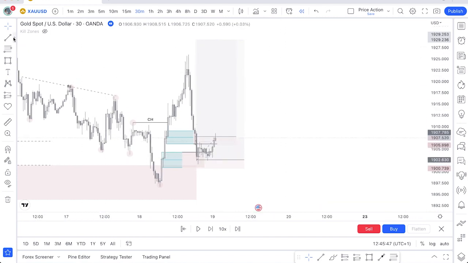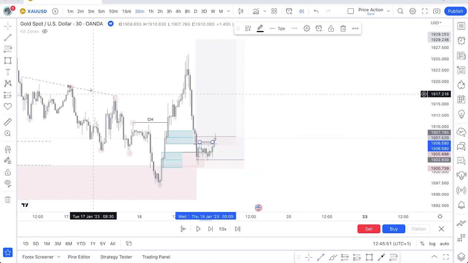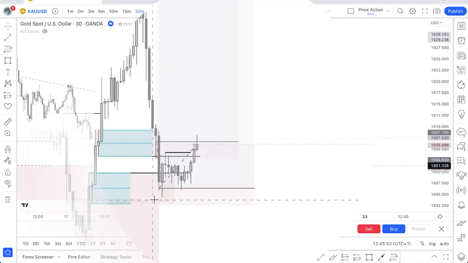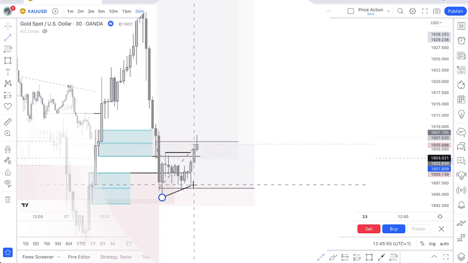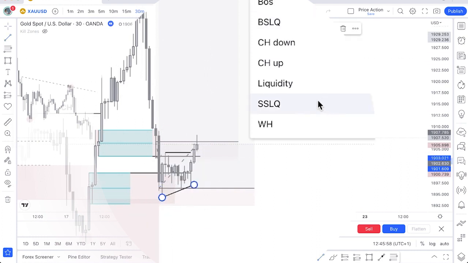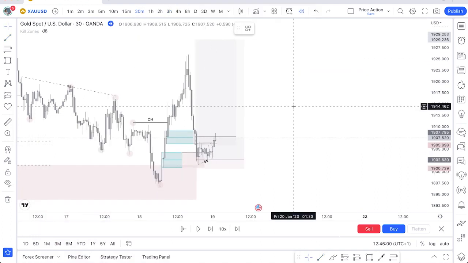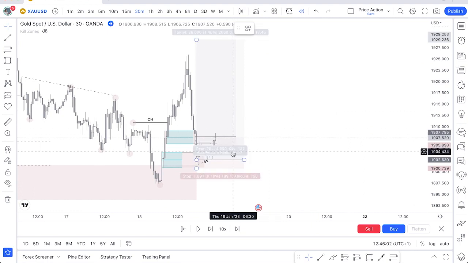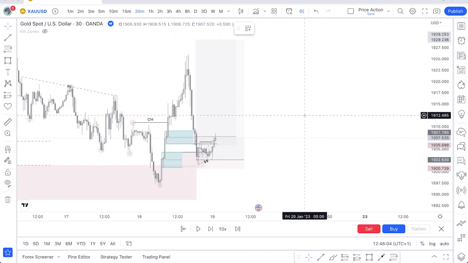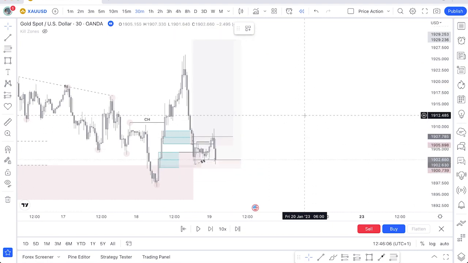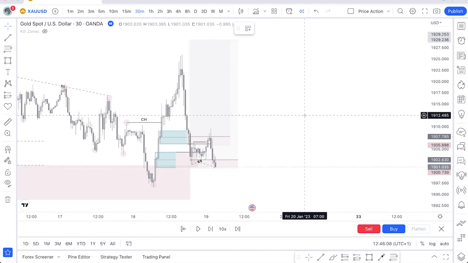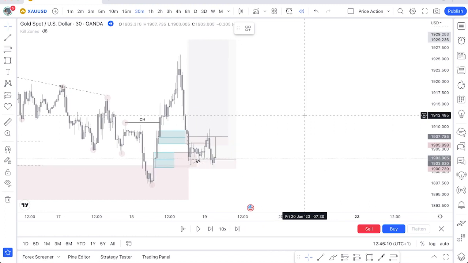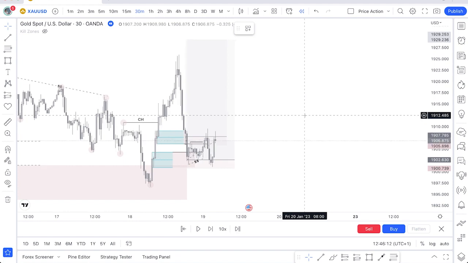Price has an instant reaction from this demand zone, which is a good sign for us. But we also have sell side liquidity down here, which can be very dangerous. In this scenario, I'm not gonna touch my stop loss. I'm gonna leave it like this and let the trade run. Price comes down. Luckily, we didn't get stopped out, so we're good.